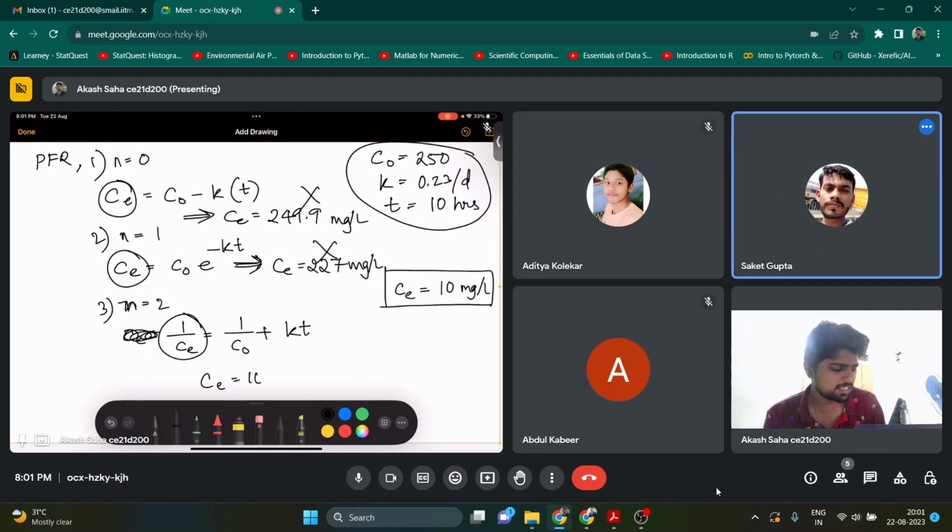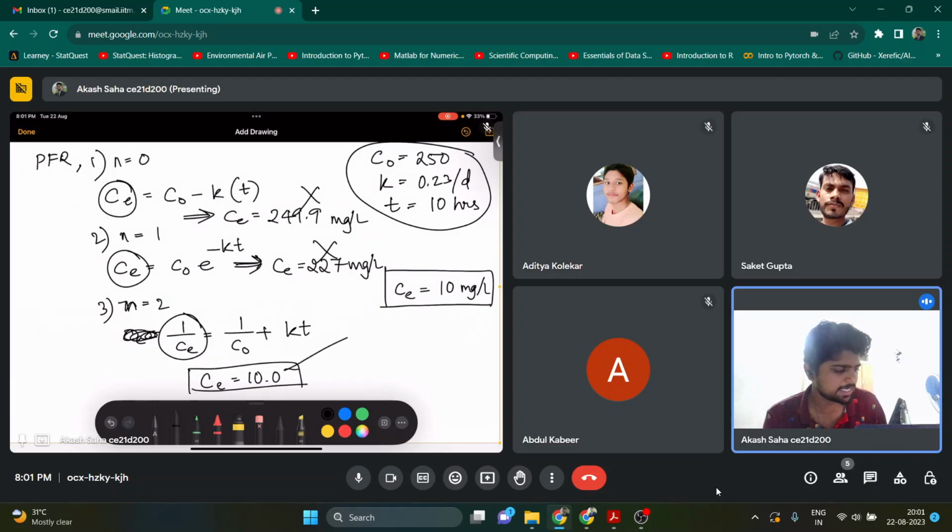10.016, yes, or whatever, it is 10. So here we see that we are getting the C same as what is given in the question. That means this is my order of the reaction. So my order of the reaction is second order reaction. This is how we can check what is the order of the reaction.